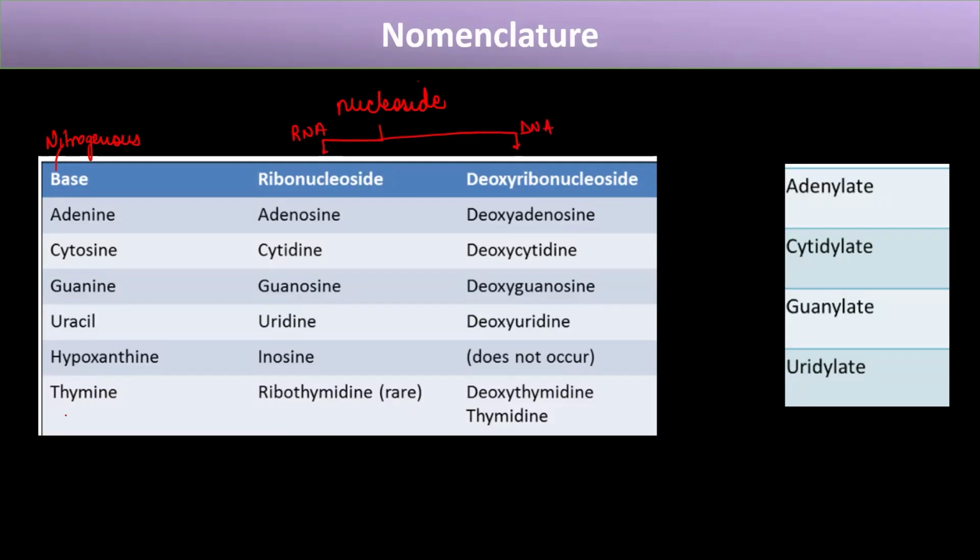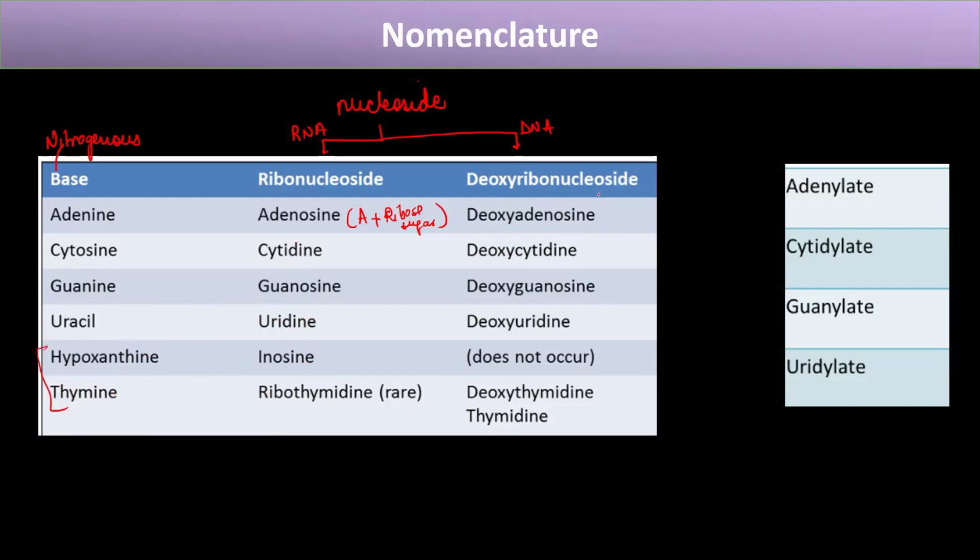So the adenine in the case of ribonucleoside, or in the case of RNA, we call it adenosine. If it is a nucleoside, it will have just adenine as a nitrogenous base plus ribose sugar, so it will be called adenosine. Cytosine is called cytidine. Guanine is called guanosine, and uracil is called uridine, because we do not have thymine in the case of RNA. This hypoxanthine, you need not remember for now. These are not important.